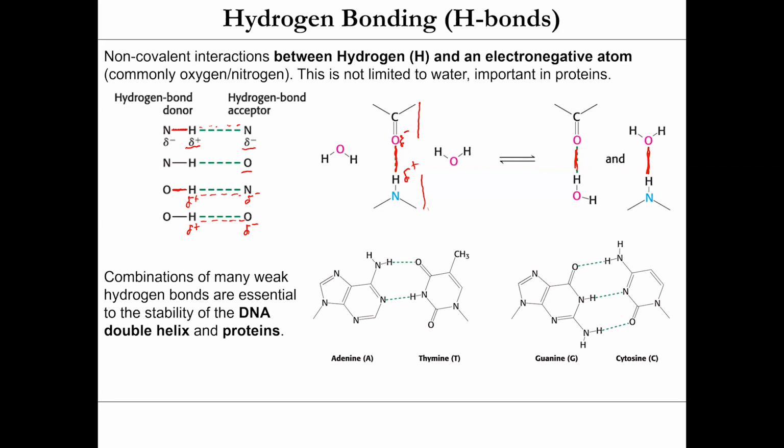A good example of this is that many weak hydrogen bonds are essential for the stability of the DNA double helix and also of protein folding. If you look at this DNA double helix, the double helix is formed by interactions between A's and T's and also C's and G's. And these interactions are formed by hydrogen bonds: 2 in the case of A's and T's, and 3 in the case of C's and G's. So hydrogen bonding is a very important concept to understand for biochemistry.